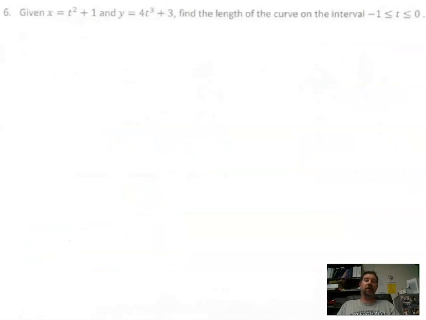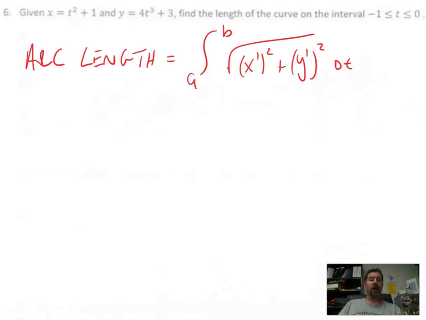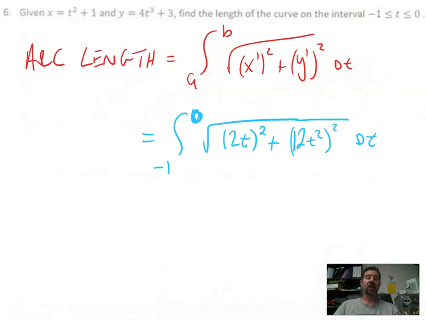For number 6 here, we're given that x equals t squared plus 1 and y equals 4t cubed plus 3. And we want to find the length of the curve on the interval from -1 to 0. So again, arc length is the integral from a to b of the square root of x prime squared plus y prime squared dt. So now I'm going to go find those two things. In this case, we're doing the integral from -1 to 0, because that was our interval. Square root of x prime, which is 2t, quantity squared, plus y prime, which is 12t squared, quantity squared, dt.